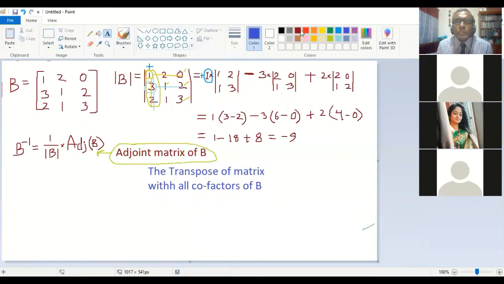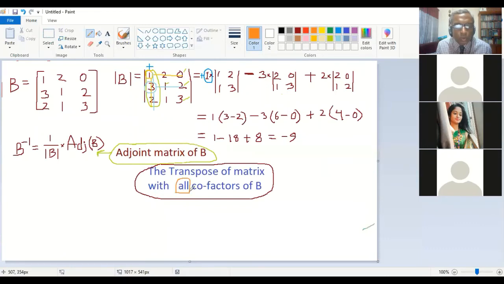So there are two things here. You will write that the adjoint matrix is actually the transpose of the matrix with all cofactors. You already know cofactors, so let me tell you cofactors first, then I will tell you what transpose is. You already know what a cofactor is, but here it is written all cofactors.